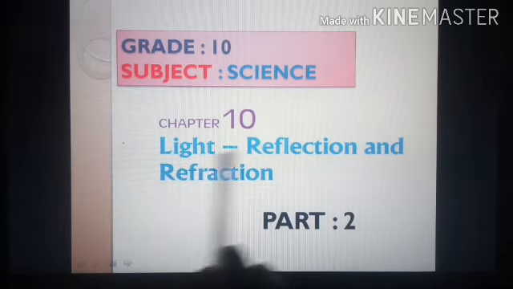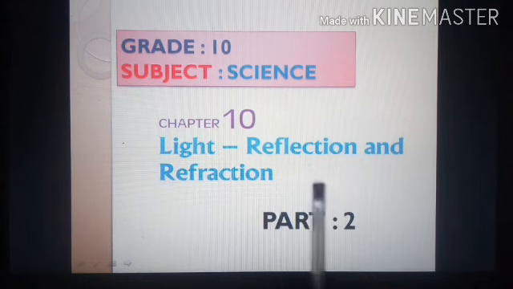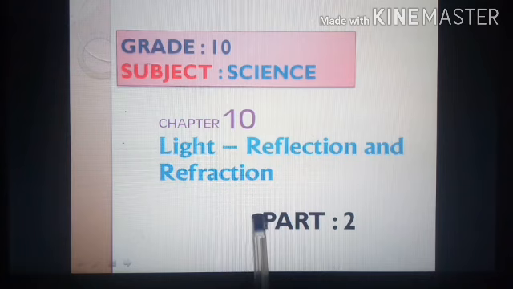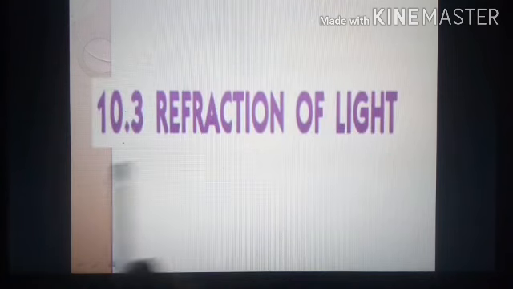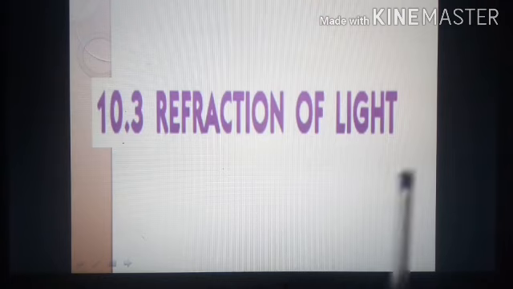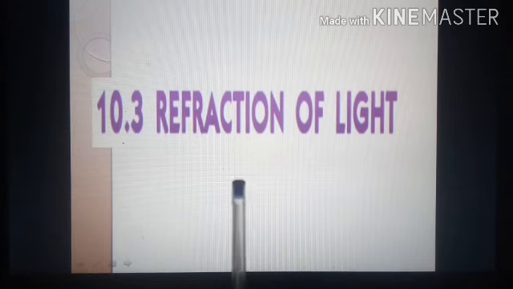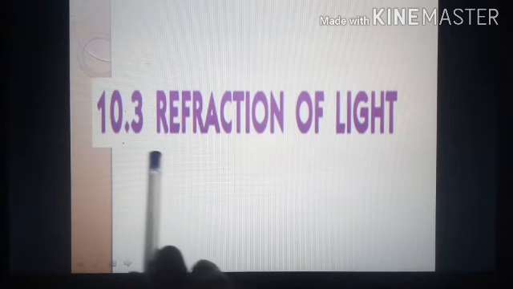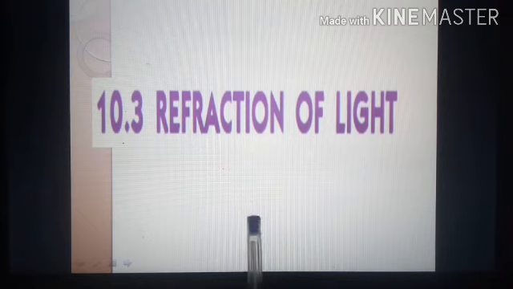So chapter 10, light, reflection and refraction. In the second part, refraction. In the first video, we discussed the basics of refraction. What do you mean by refraction? What is refractive index, what are the laws of refraction, and finally Snell's law and refraction through the glass slab. These and all we have discussed.